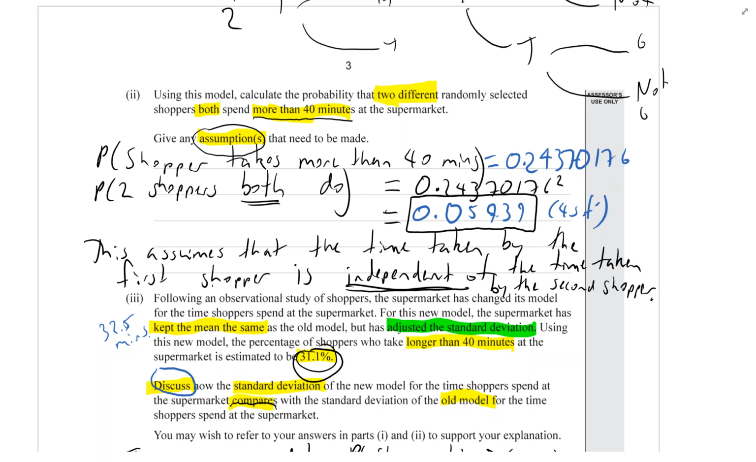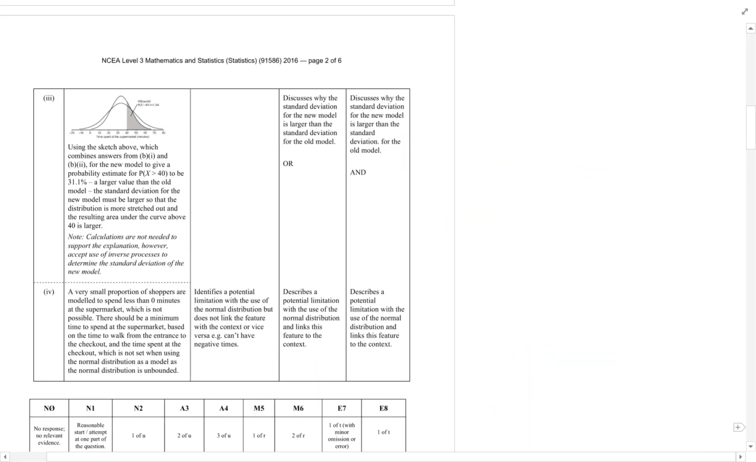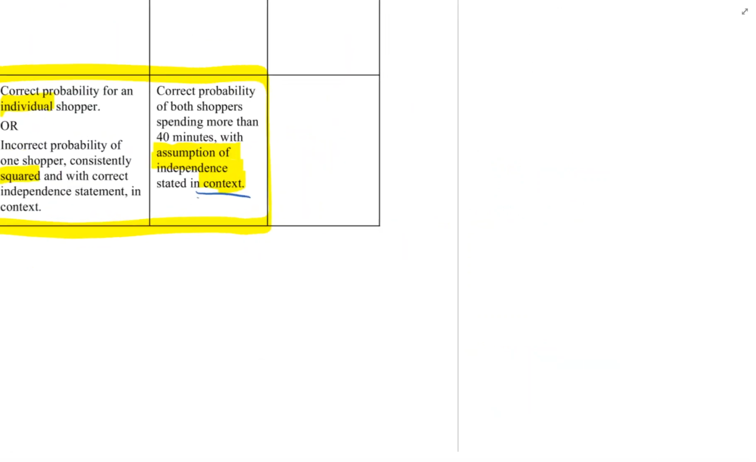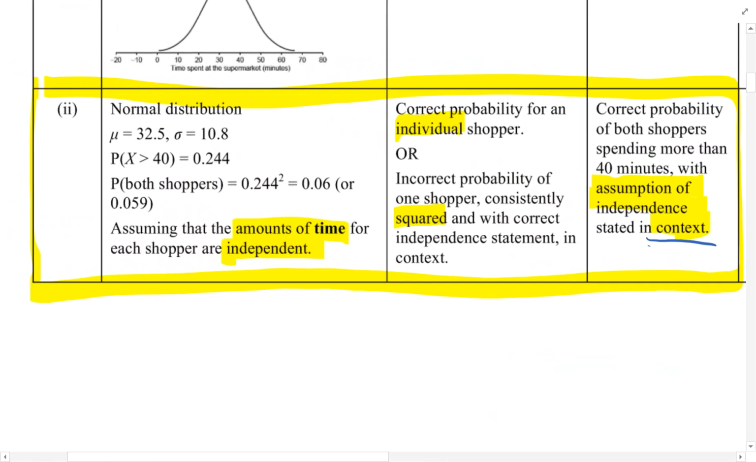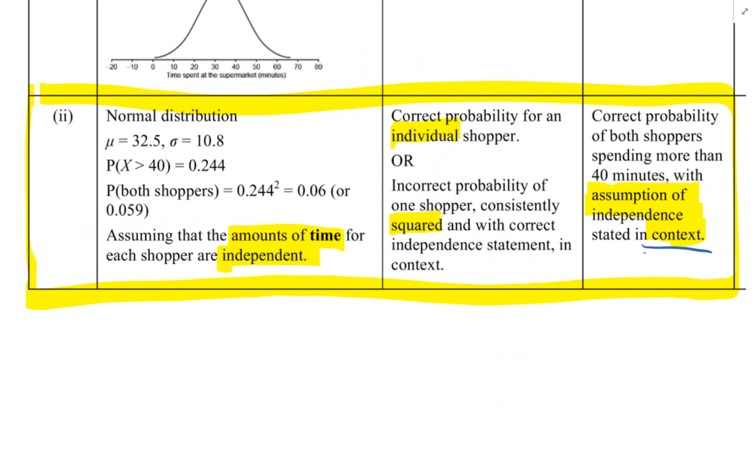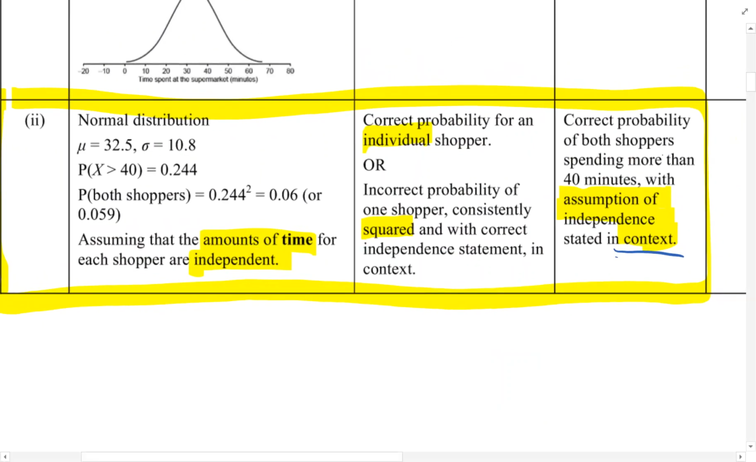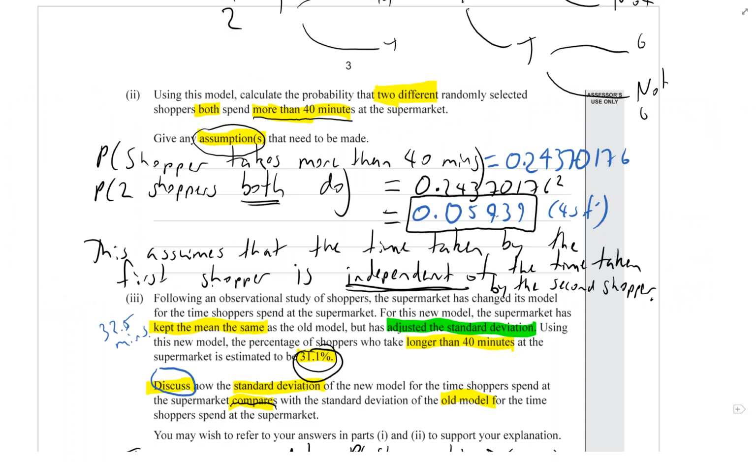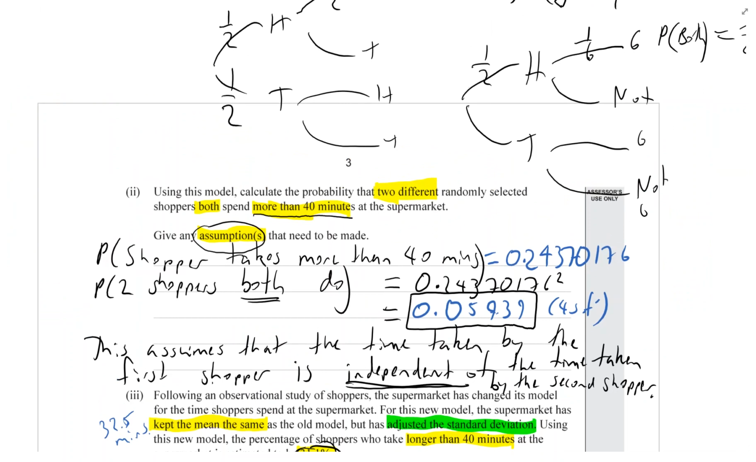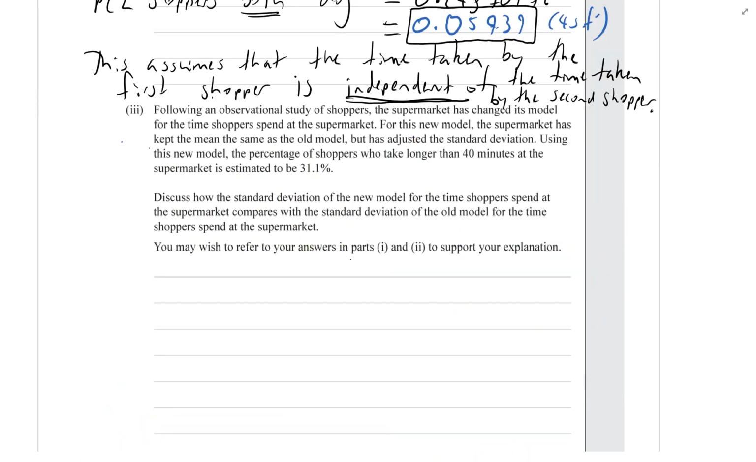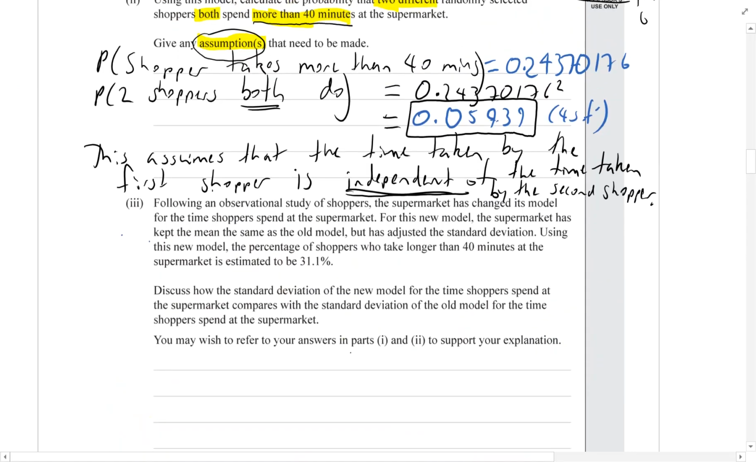If we look at the marking scheme for that, and here it is. So it was for merit, this question, and to get merit you needed to calculate the correct probability. You also needed the assumption of independence, and it had to be in context. So you couldn't just say the events were independent, you had to say that the time taken by the first shopper is independent of the time taken by the second shopper. Okay, on to part 3. Okay, so moving on to part 3.